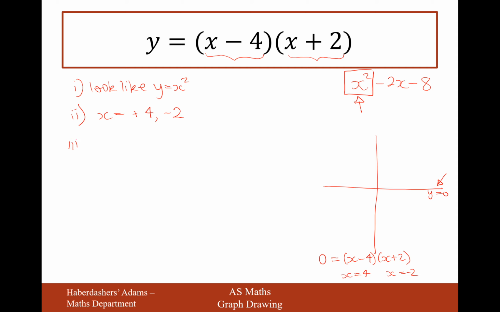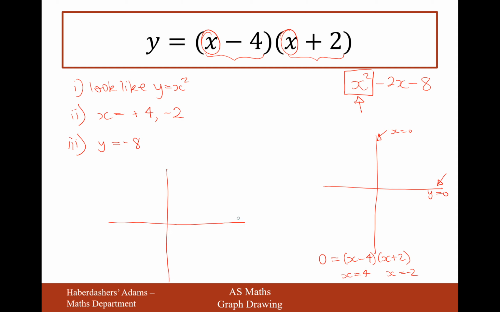We also need to look for the y-intercept, where it crosses on the y-axis, and that is when x is equal to 0. So if we replace x with 0, we get minus 4 times 2, which is minus 8. So it's going to cross at minus 8.